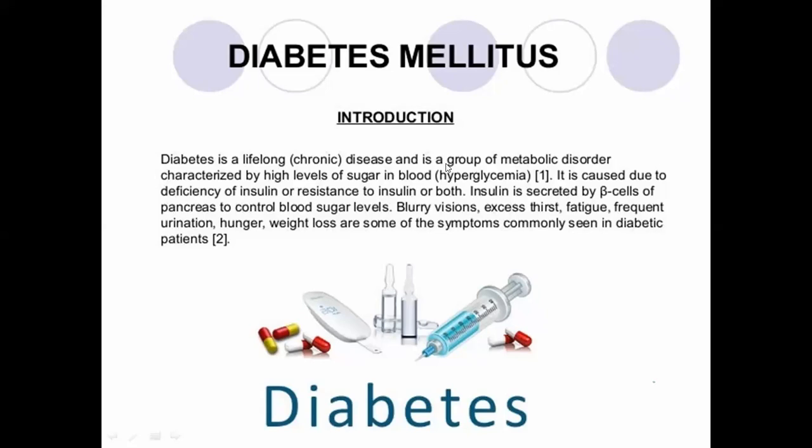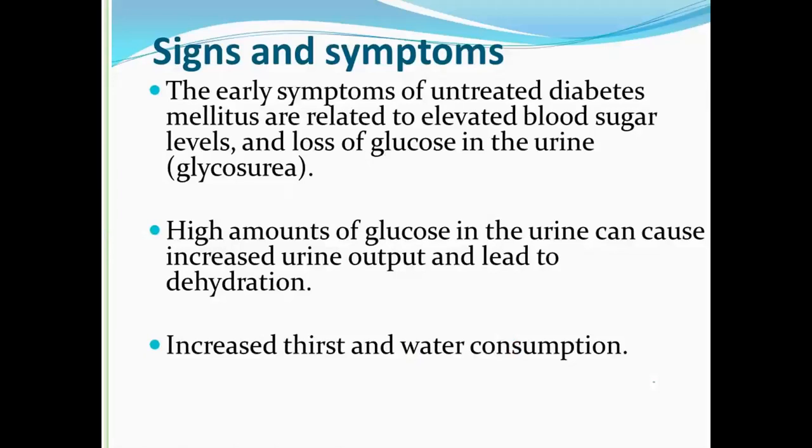Remaining symptoms, you know about it. They are commonly seen in the diabetic patient. So this is about the pathophysiology of diabetes mellitus. Then signs and symptoms. The early symptoms of untreated diabetes mellitus are related to elevated, meaning increased, blood sugar level and loss of glucose in the urine, that is glycosuria.